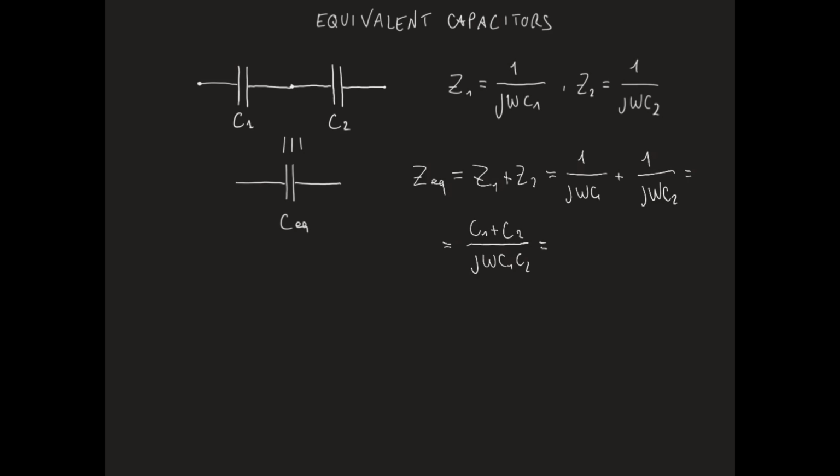And this, by definition of impedance for a capacitor, must be equal to 1 over j omega Ceq. The last equation tells us that Ceq must be equal to C1 C2 divided by C1 plus C2. This is exactly the same result we got when discussing the operation of the capacitor.